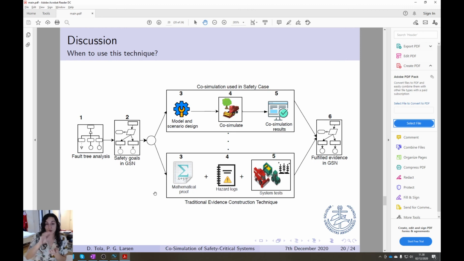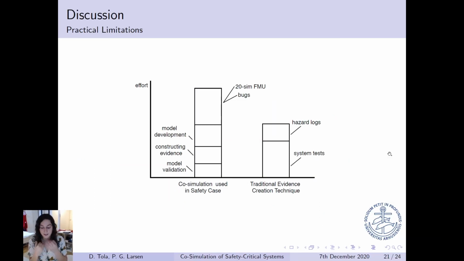Yes, so in general what I'm trying to tell you here is that the main steps that we have contributed with are trying to use co-simulation in safety case with steps 3, 4, and 5. So something that we also need to consider when looking into co-simulation and how we can use it in safety cases or in the development of safety critical systems is that right now there are still some practical limitations. For example, hopefully in the future the tools will be much more mature. For example, we had some problems with exporting FMUs, comparing it to the traditional creation techniques.